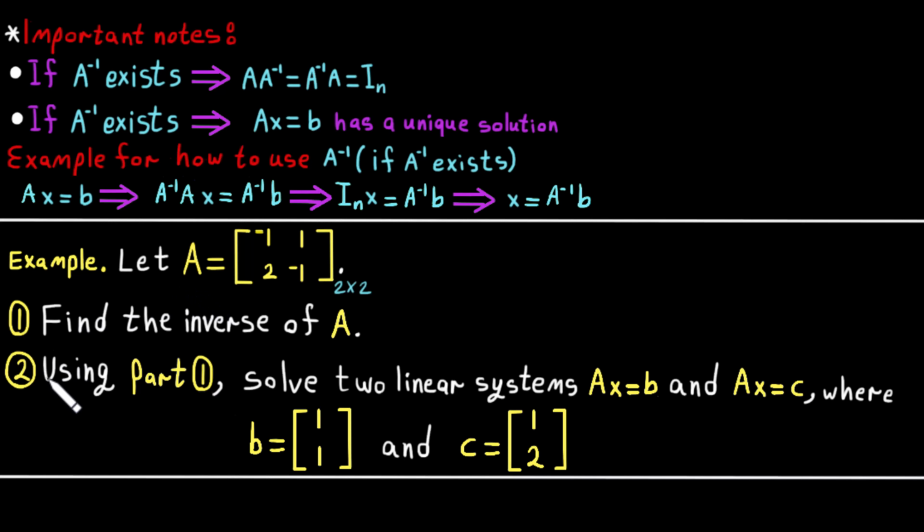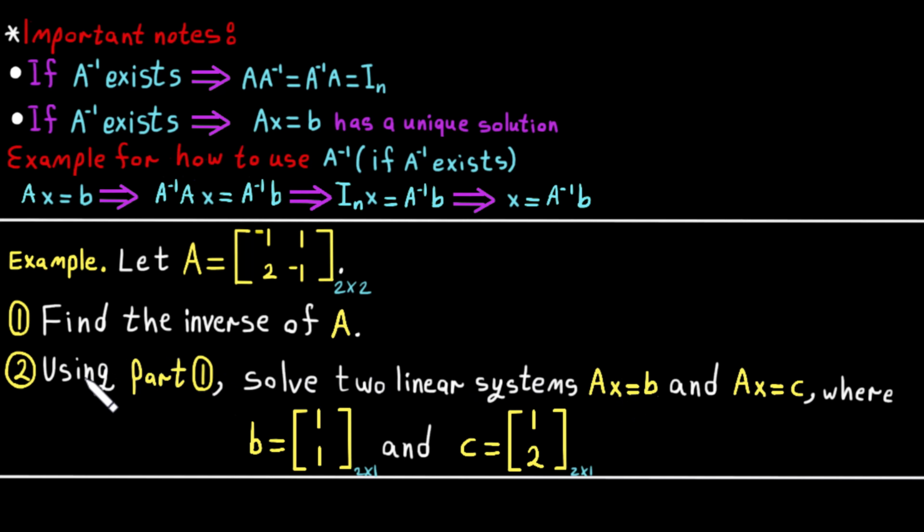Question number 2. Using part 1, which is this one, solve two linear systems AX equal B and AX equal C, where B equals this vector here 1, 1, which is 2 by 1, and here this vector, which is 2 by 1, the same thing. So we have to find this vector x.